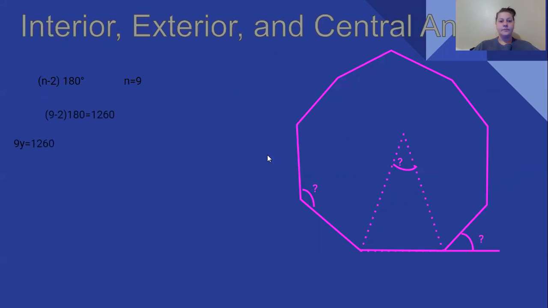9y, meaning the 9 angles inside, 1, 2, 3, 4, 5, 6, 7, 8, 9. There are 9 angles. And with the assumption that, well, my picture is not drawn to scale, but with the assumption that all the angles have the same measurement, we are going to use 9 for 9 angles, and y being what we want to solve. That gives us y equals 140.